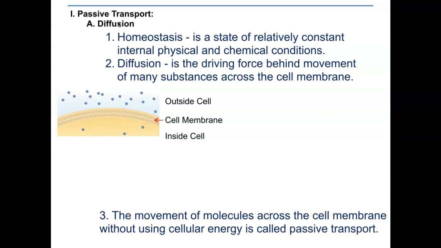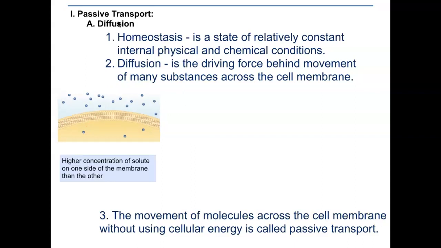In this instance, the area of higher concentration is outside the cell membrane. The area of lower concentration is inside the cell membrane. Diffusion depends on random molecule movements. Therefore, substances diffuse across the cell membrane without requiring the cell to use additional energy. The movement of molecules across the cell membrane without using cellular energy is called passive transport.